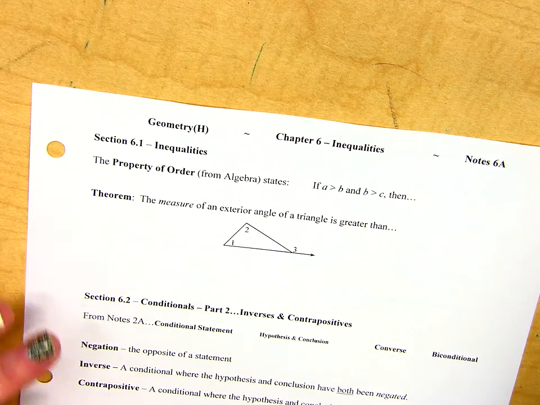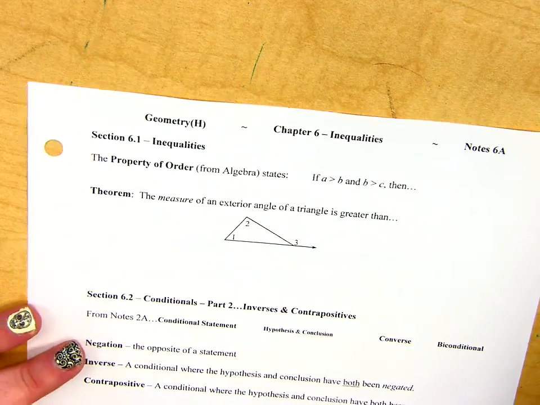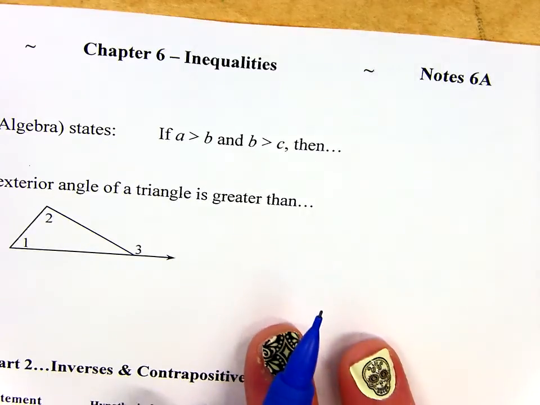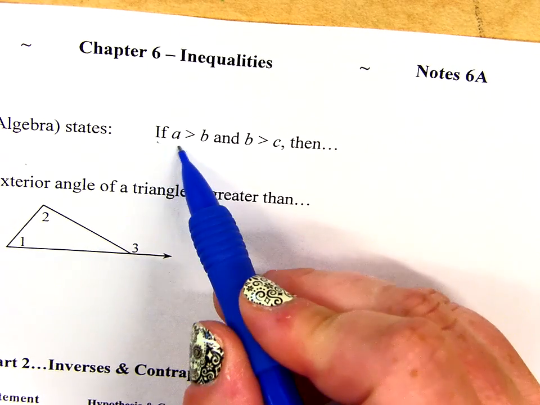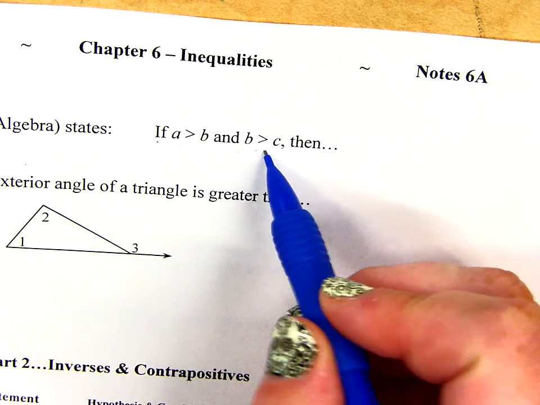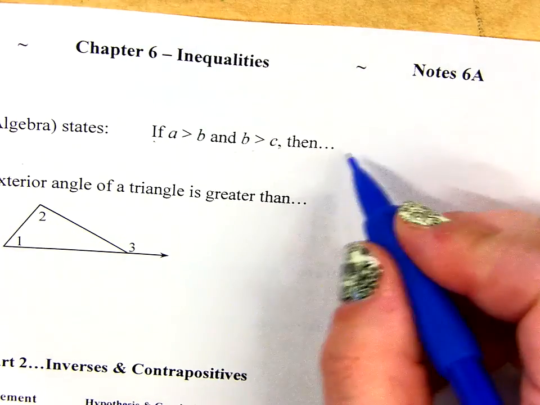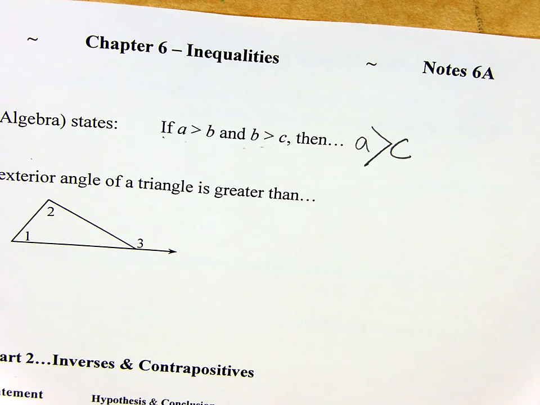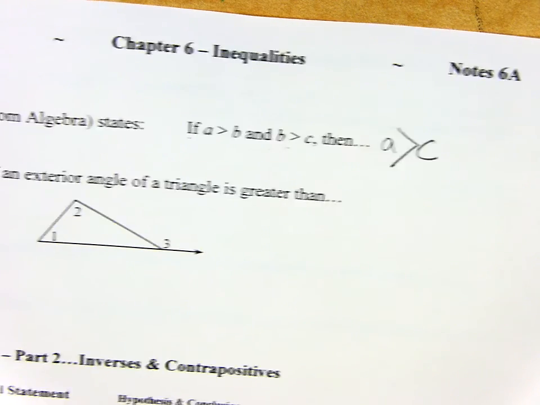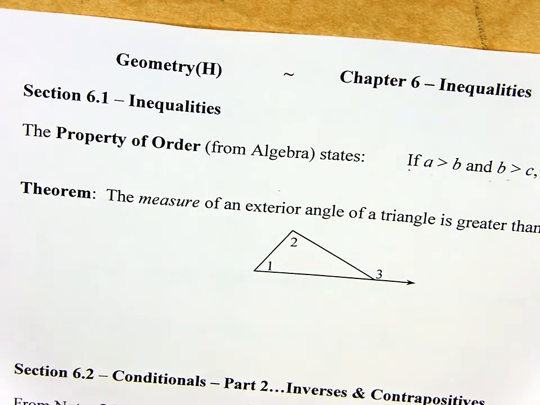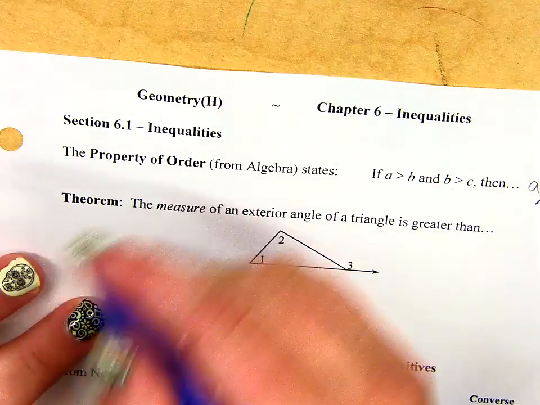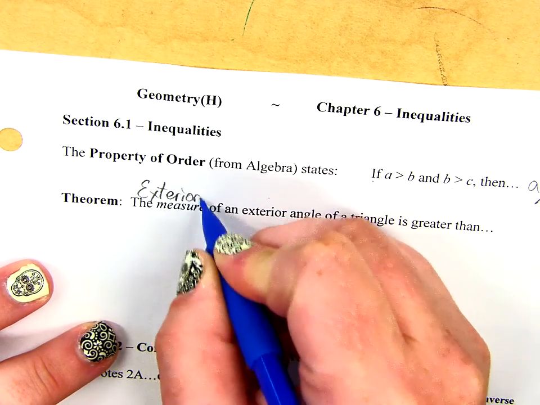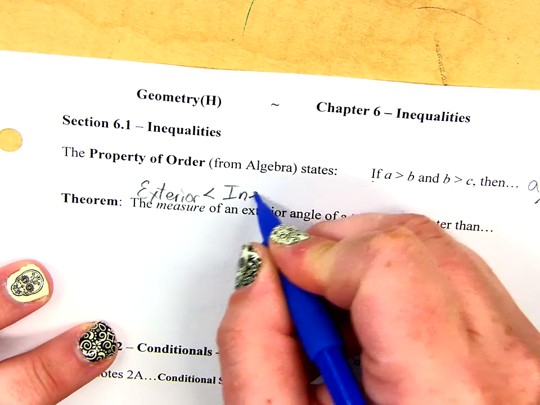Okay, here we are, starting chapter 6, Inequalities. So if you take a look at this first statement here, if you recall from algebra, if A is greater than B and B is greater than C, then what else must be true? A must be greater than C, okay? So we're going to use that a bit. And we're actually going to use it right here. This does have a little name if you want to jot it down. This is the exterior angle inequality theorem.